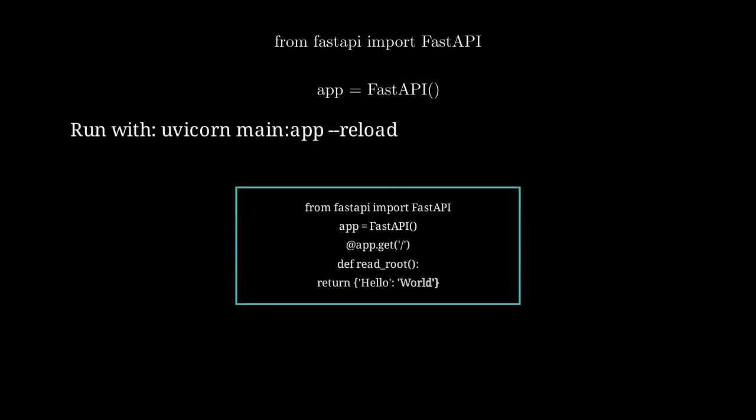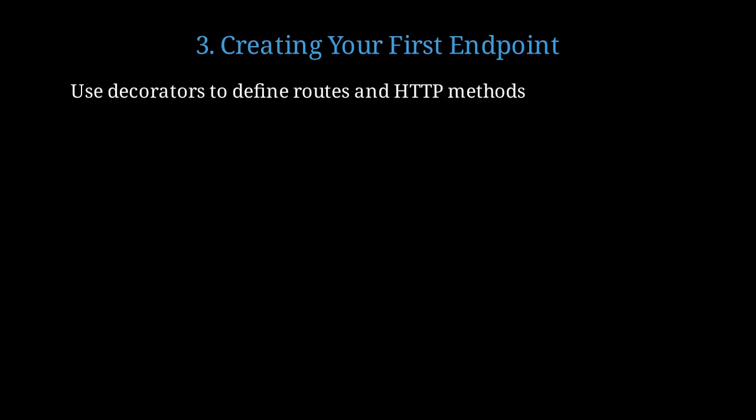Here's a minimal FastAPI application that creates a simple endpoint returning a JSON response. Let's create a basic API endpoint to understand the fundamentals. FastAPI uses Python decorators to define routes and specify HTTP methods like get, post, put, and delete.